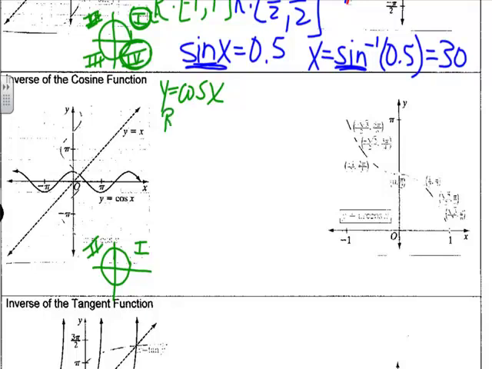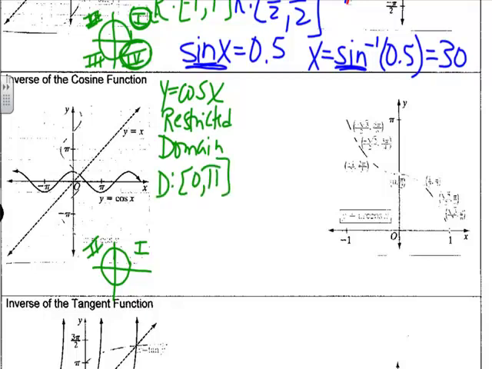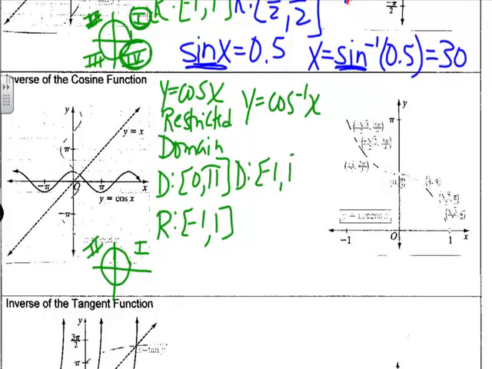So my restricted domain then in this situation is going to be from 0 to pi. And once again, cosine has the same range, and so it goes from -1 to +1. Therefore, when I do my reflection over y equals x, my domain then is going to be -1 to 1, and my range is going to be 0 to pi.